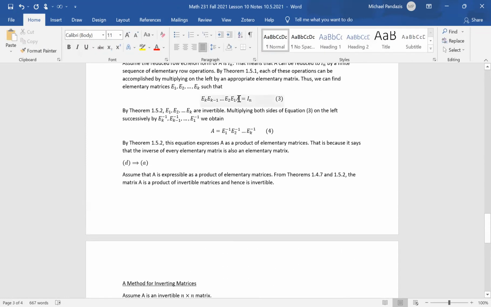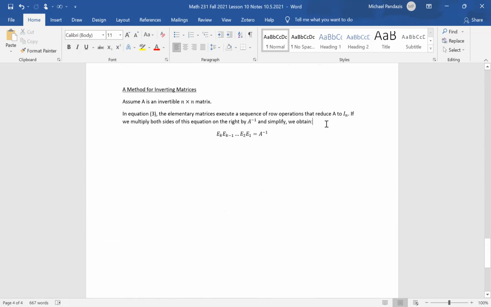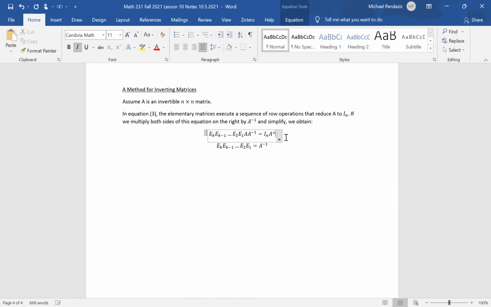So we just multiply both sides on the right by A inverse. That's our original equation. You multiply both sides on the right by A inverse, and the A inverse cancels the A, and then multiplying by the identity doesn't have an effect. So you have this product on the left side, and on the right side, you have identity times A inverse, which is A inverse. So A inverse is equal to that product.